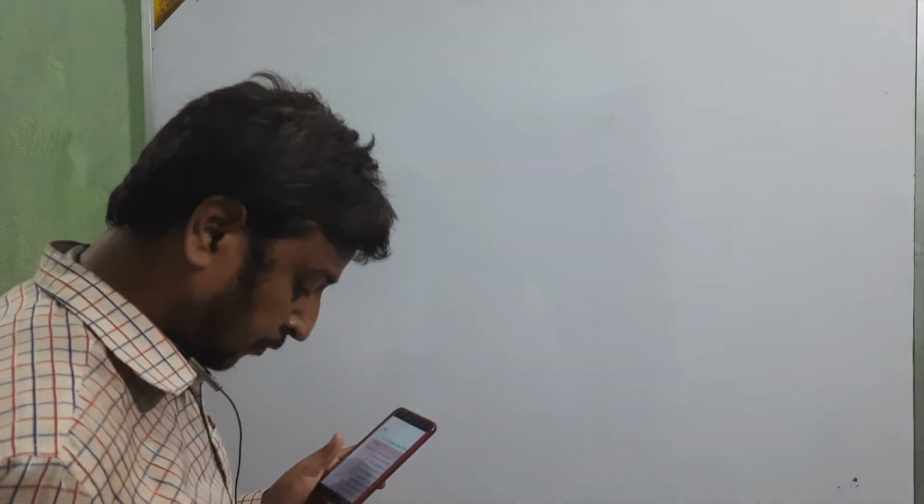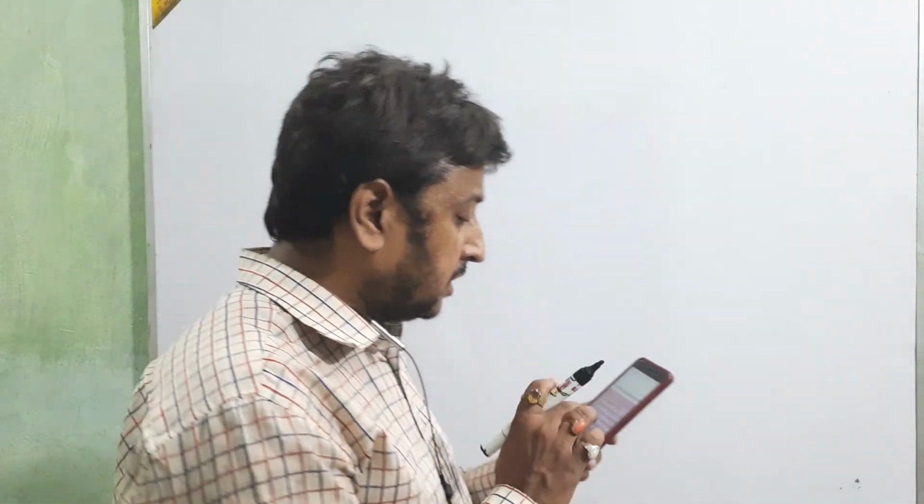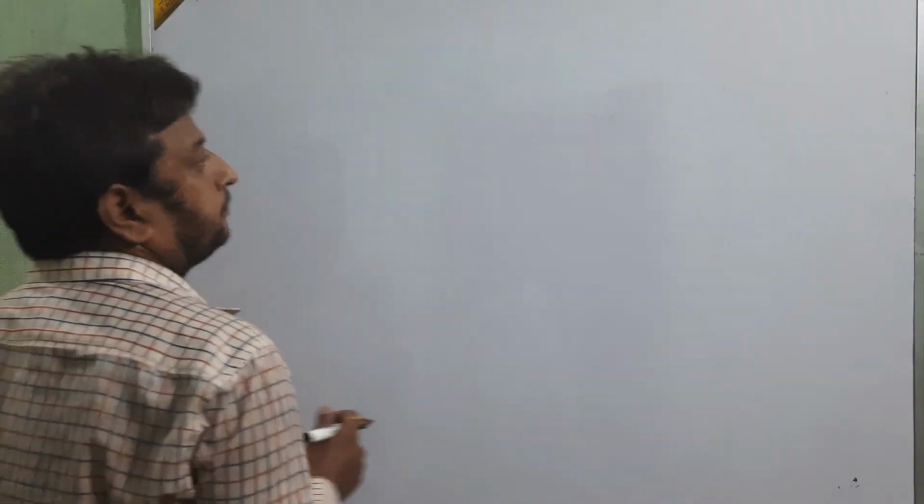Now I am going to take one question, in the DK Goyal book, question number 4. Just see: sold goods to Dev. The date is 3 March. Sold goods to Dev.